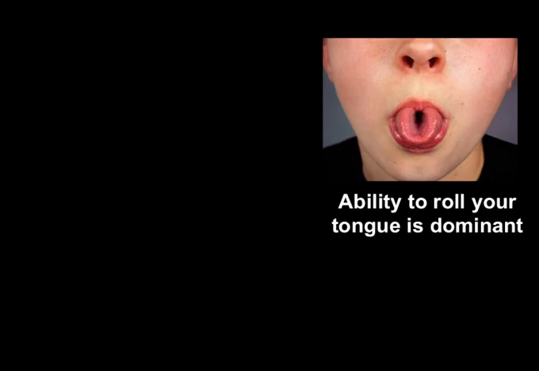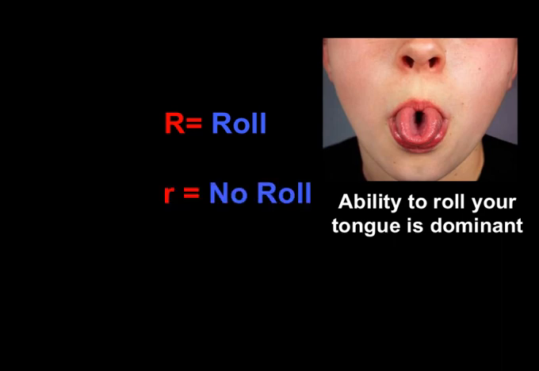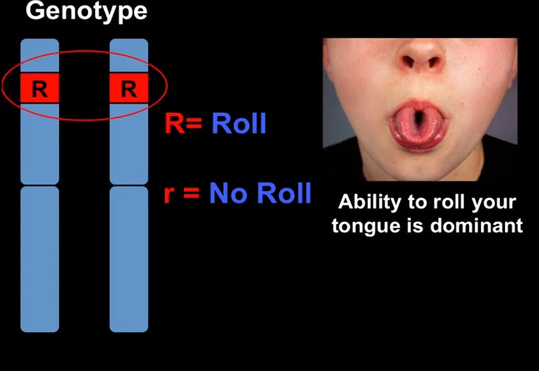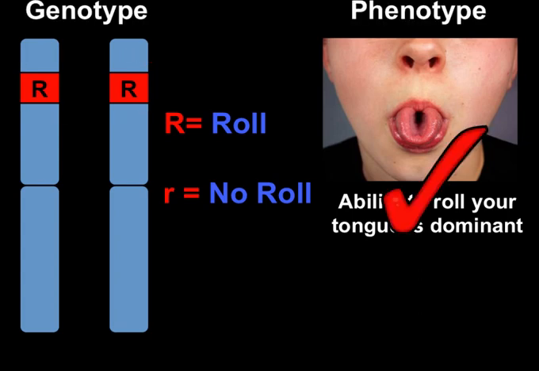So let's look at how that goes together with another trait. So tongue rolling is dominant. So I'm going to use a big R for the allele that means you can roll your tongue, and a little r for the allele that means you can't. So here are my 2 chromosomes. If I have 2 big letters, that's my genotype, and so my phenotype would be that yes, I can roll my tongue because I'm homozygous dominant.